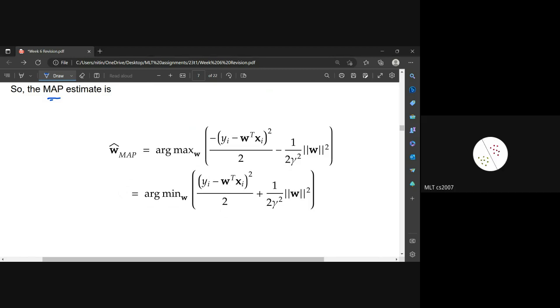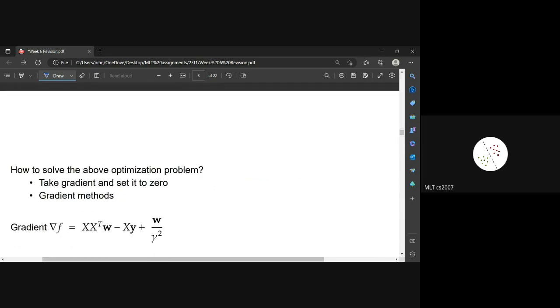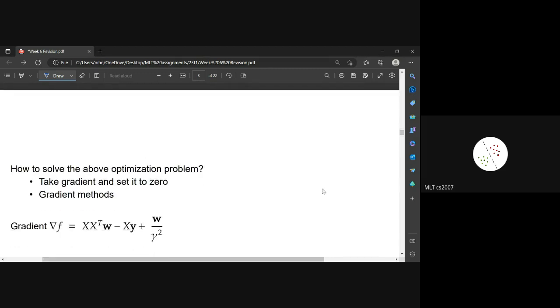Okay. So we have come again with this optimization problem that we can easily solve. Again, it's a nice function, quadratic function in W, right? So what are the ways to solve this optimization problem? We have seen two methods, right? One is take the gradient and set it to 0, or take the gradient methods like start with some random point and then move into the direction of the minima, right?